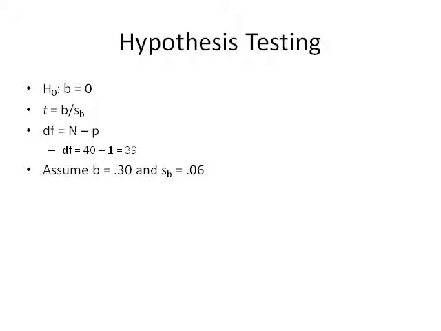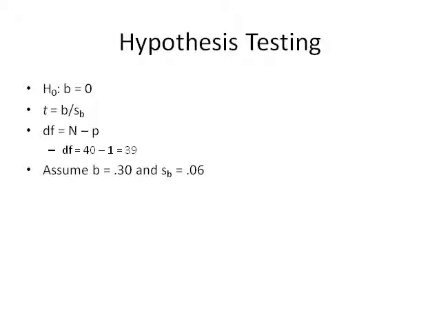We will test this null hypothesis with a t-test in which b is divided by the standard error of b. The degrees of freedom for this test is equal to n minus p. Thus, if we have 30 participants in our study, df equals 30 minus 1 for one predictor, which is equal to 29.